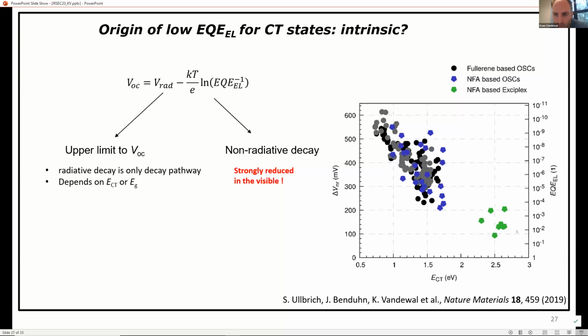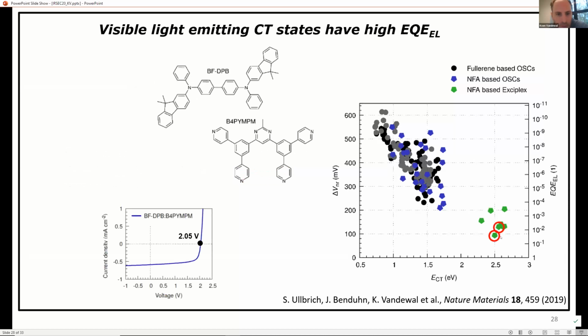But you do see, when we look at donor-acceptor combinations in that region, we will have low non-radiative voltage losses and okay EQE-EL. So EQE-EL is in the range of 1 to 10%, at least in the best case. One example here is this material combination, the donor-acceptor combination. This is the donor, this is the acceptor.